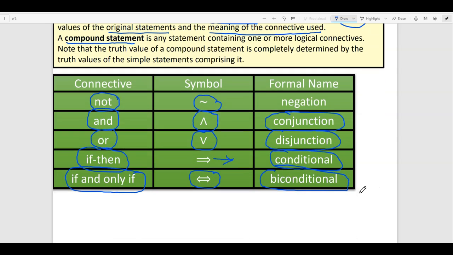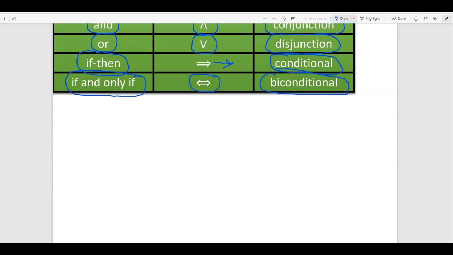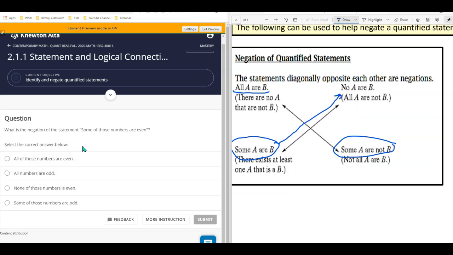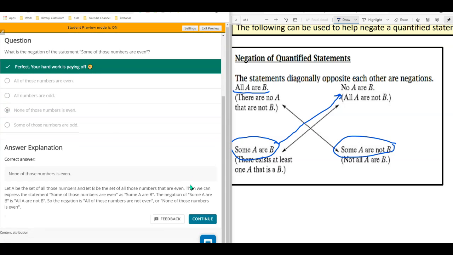Okay, now let's go ahead and take a look at the homework problems. Let's take a look at this problem here. Some of these numbers are even. They ask me for the negation. So I'm going to go back here and say the negation of some is no A are B, or all A are not B. So I'm looking for the word no, right? Some of these are even numbers, so the opposite is none of these are even numbers. Simple as that, right? Perfect.